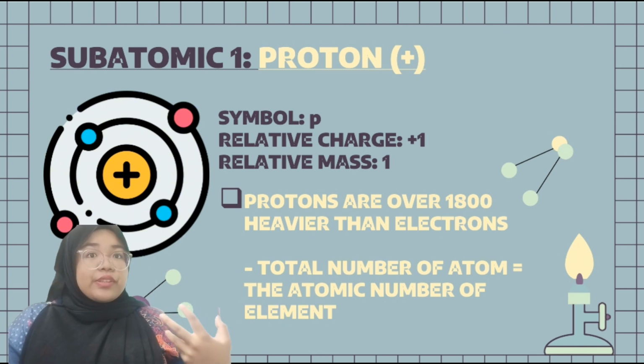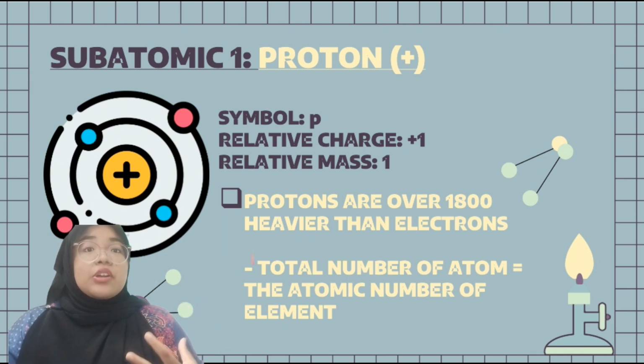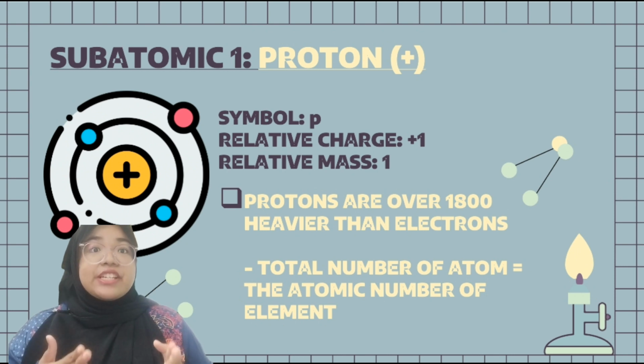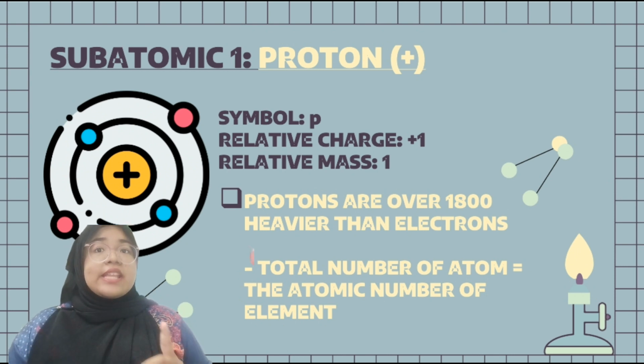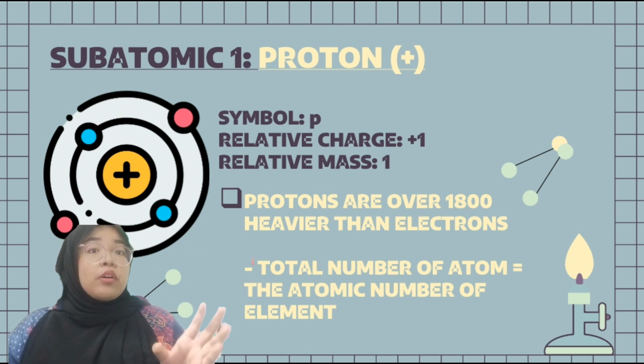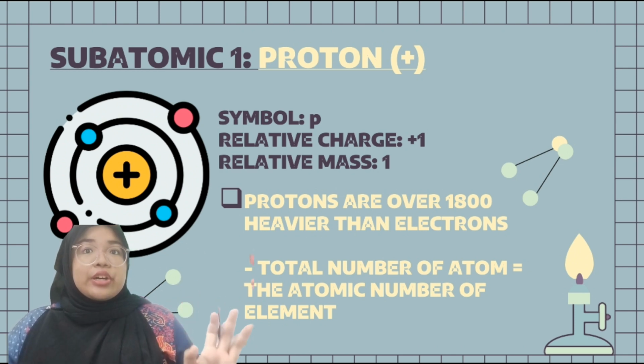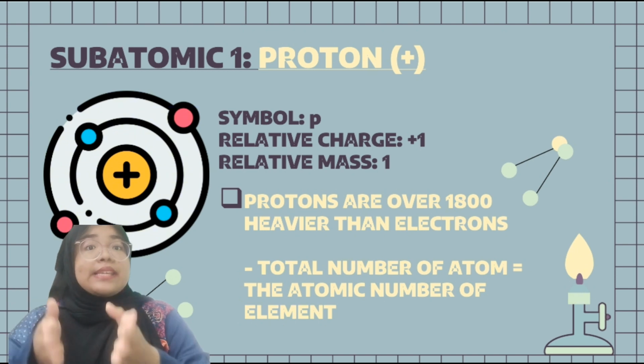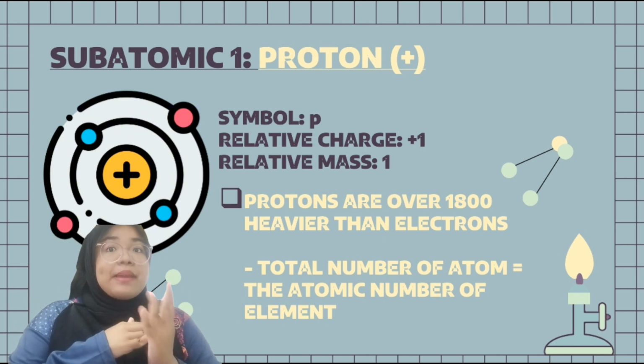You should know that protons are over 1800 times heavier than electrons, and the total number of protons equals the atomic number of one element. So the number of protons is the same as the atomic number of that element.